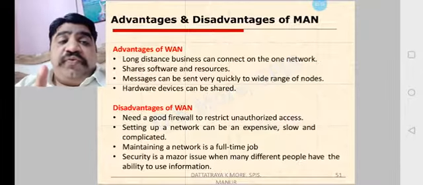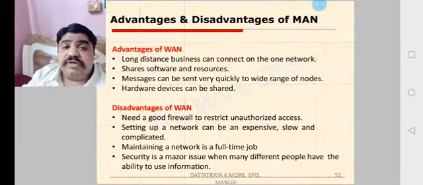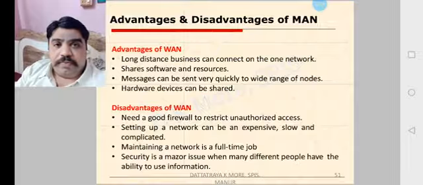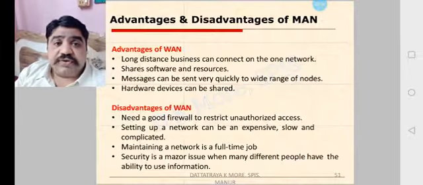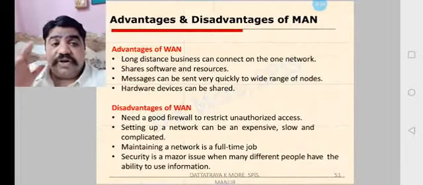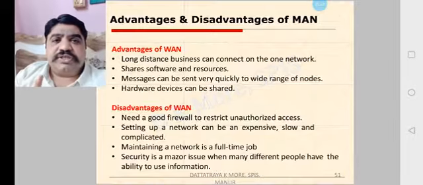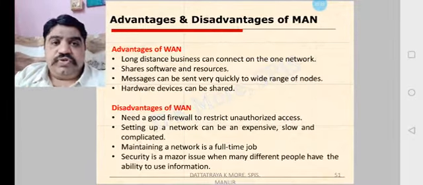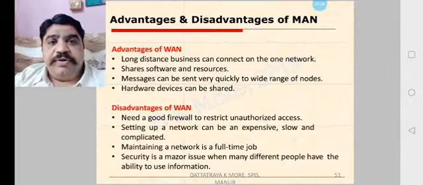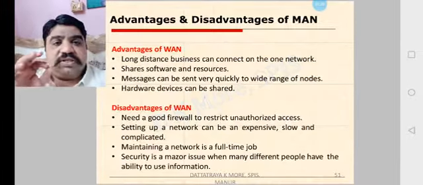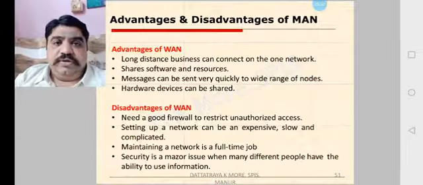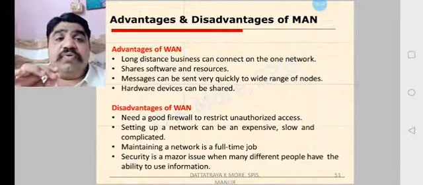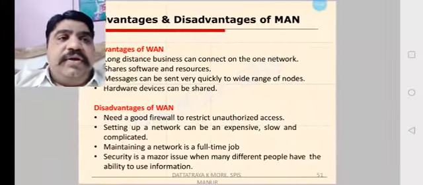Security is a major issue when many different people have the ability to use information. Yes, that is right, because many different people, organizations and departments are using this network, so ultimately there is a point of security. We need to have a secure network. With the help of that we can do our work very nicely and efficiently.